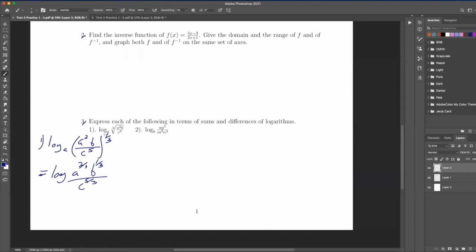So if I raise something to a power, it's just like multiplying them. So 2 times 1/3 is 2/3, 1 times 1/3 is 1/3, 5 times 1/3 would be 5/3. And then the next thing I'm going to do is write everything up top. So this would be log base a to the a of 2/3, b to the 1/3, and then c I'm going to write to the minus 5/3. That way it's always up top.